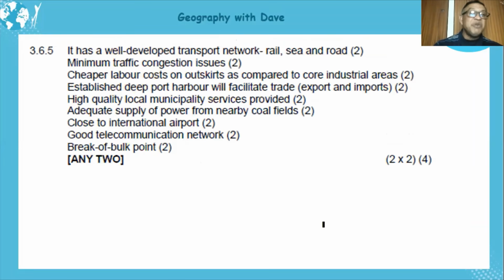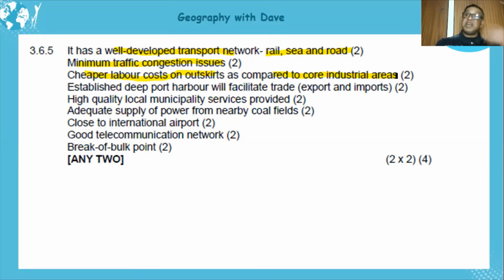All right, so let's go to this one. It has a well-developed transport network, rail, sea, and road. Can you see it? Okay, rail, sea, and road that it has there. You know that, you saw that, the Richards Bay SDI, etc. In this case, it's Richards Bay. Okay, so we look at minimum traffic congestion, where because of the well-constructed roads, the infrastructure has less pressure, so minimum traffic congestion, cheaper labor costs on the outskirts compared to the core industrial region.